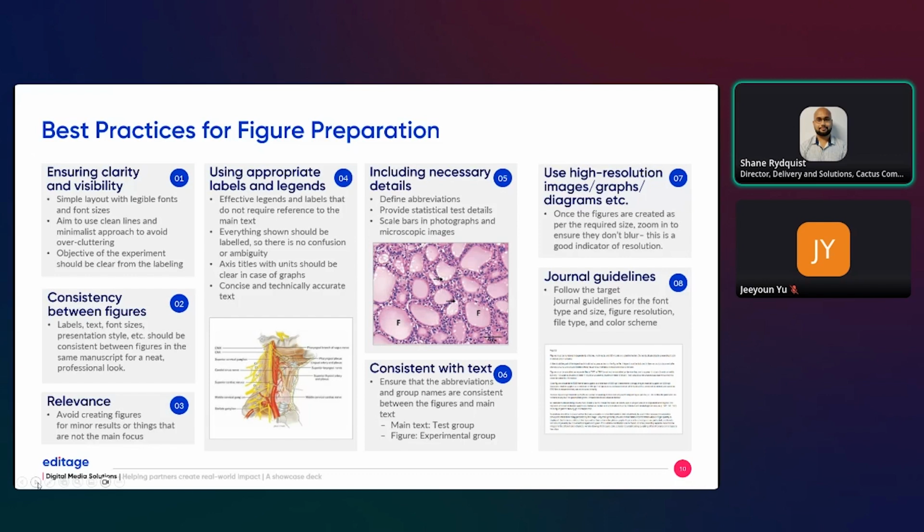Don't make enhancements to your figures without the advice of the journal or perhaps your handling journal editor, right? And of course, the objective of what you are representing in the figure must be clear right from the outset by way of labeling.